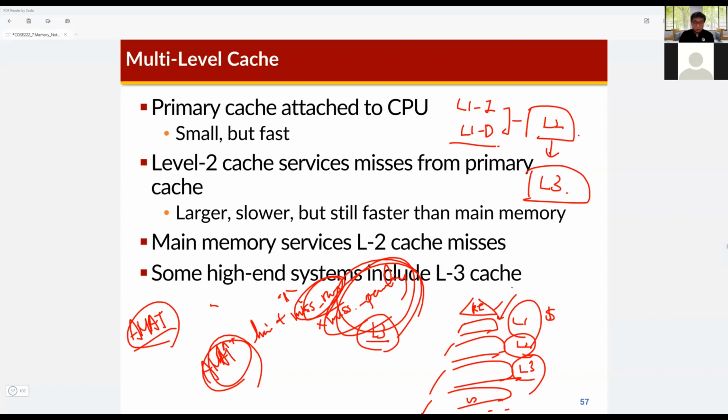But as the L2 is in the chip package, the miss penalty for this L2 will be very low compared to the DRAM. That is the benefit of multi-level cache.